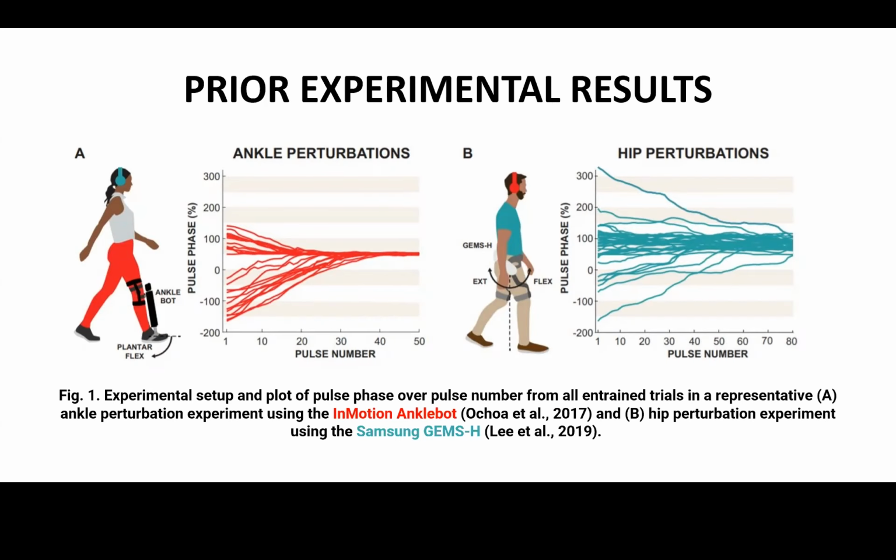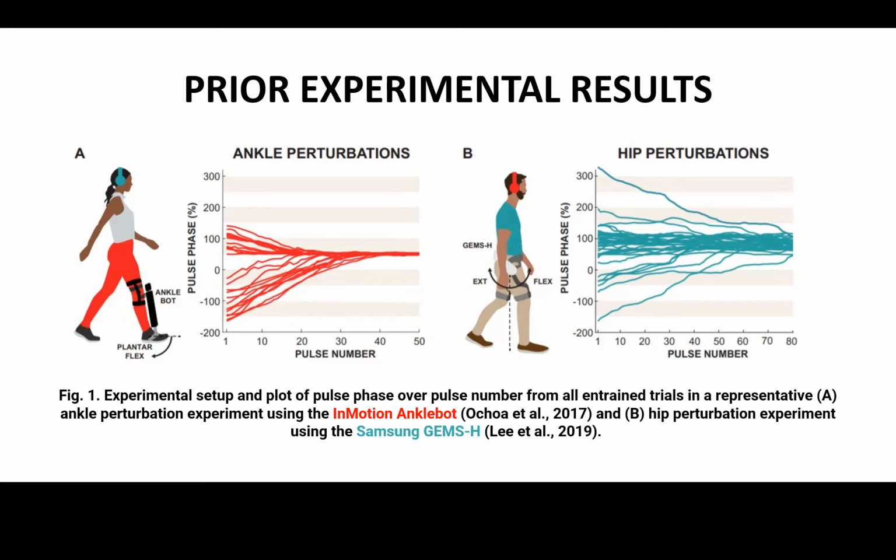This slide demonstrates the results of prior human experiments. On the left, you can see the phase locking plot of ankle perturbation experiments. In this set of experiments, they applied torque pulses unilaterally at the right ankle joint in the plantar flexion direction. The experiments have shown that humans entrain to periodic torque pulses at the ankle when the pulse period is 50 milliseconds shorter or 50 milliseconds longer than the natural stride period. No matter what the initial pulse phase is, it always converges to 50% of the gait cycle, which corresponds to the right leg's terminal stance phase.